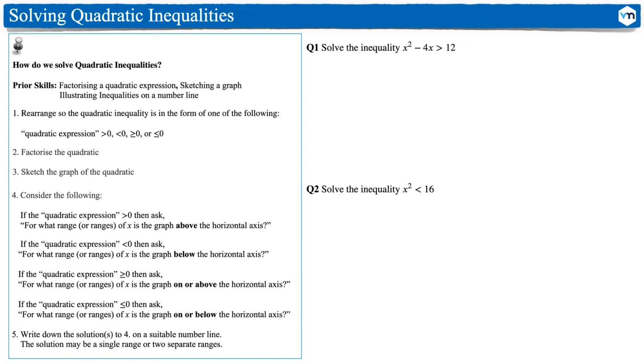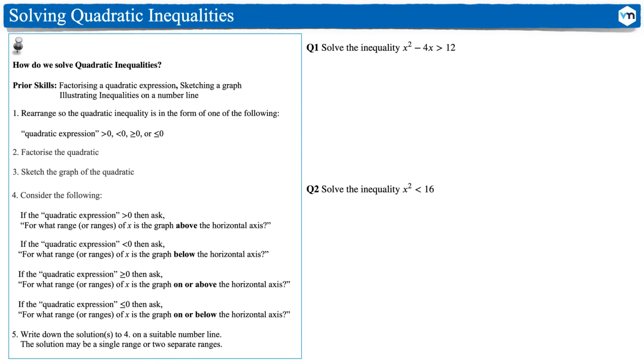If the quadratic expression is of the form greater than or equal to 0, then we ask, for what range or ranges of x is the graph on or above the horizontal axis? And finally, if it is of the form less than or equal to, then we ask, for what range or ranges of x is the graph on or below the horizontal axis? Then we write down the solutions to whichever one of these questions we had to answer on a suitable number line. Remember, the solution may be a single range or 2 separate ranges.